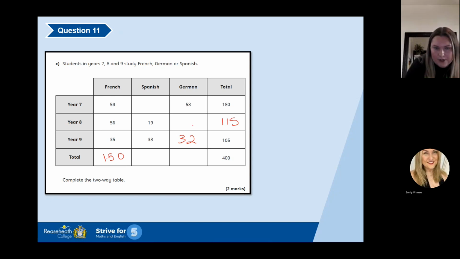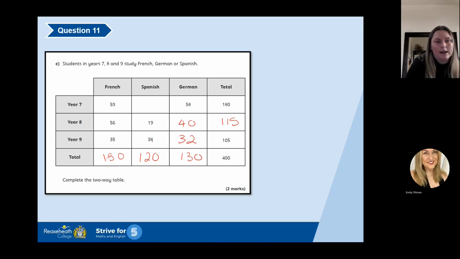So the next part that I'm going to do is the 115, take away the 19, take away the 56, which gives me 40. Again, I'm doing this all on my calculator, so it's super fast. Next easy one to do is find the total for here. So I'm going to add 58 plus 40 plus 32, which gives me 130. And then I've just got 2 boxes left. So I'm going to do 400, take away 130, take away 150, which is 120. And now this one's really easy.